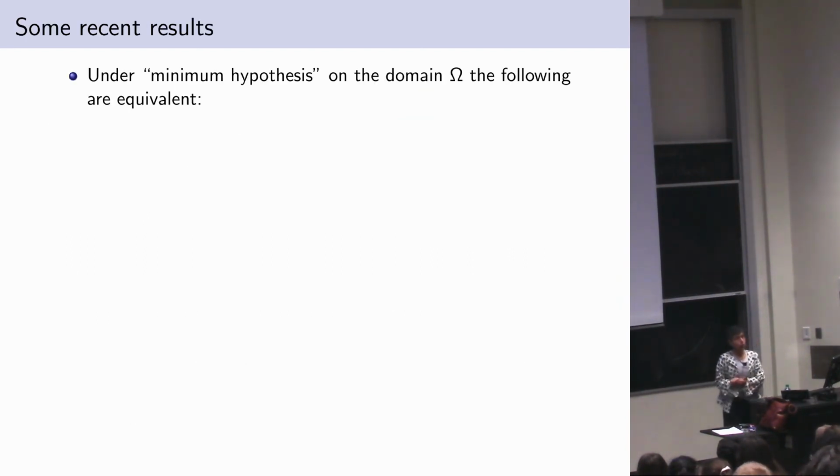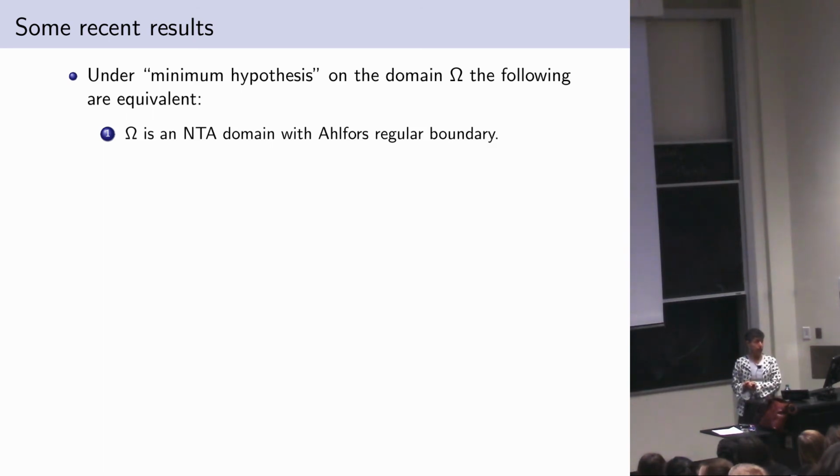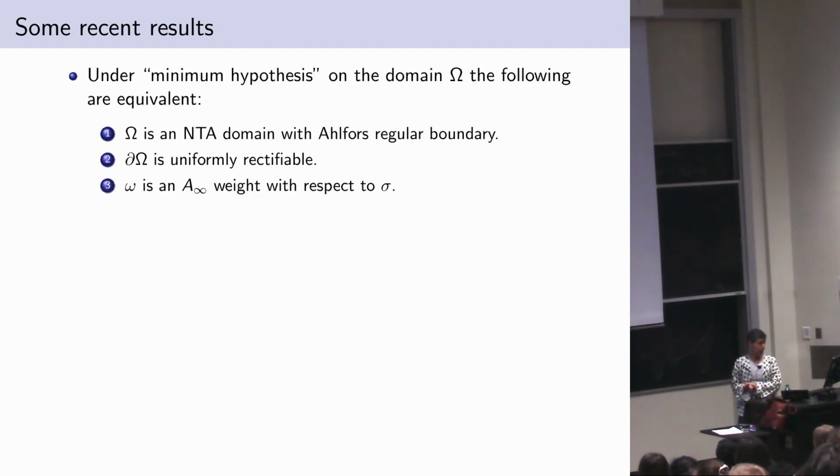So what we prove using that is under minimum hypothesis of the domain, the following things are equivalent. The domain is NTA with Ahlfors regular boundary. The domain is uniformly rectifiable. And omega is A infinity. What does this mean? It means that this A infinity property does describe the geometry of the boundary or the geometry of the domain, however you would like to look at it. Okay?